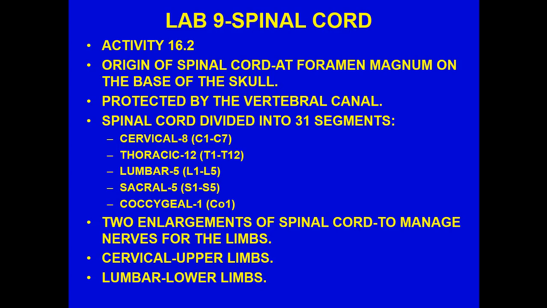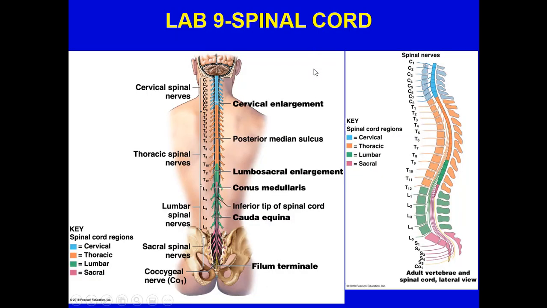There are 2 enlargements of the spinal cord. The reason we have these enlargements or thickenings is because it's got to manage the nerves from the limbs. So up in the cervical area, there'll be this sort of widening there, and that's for the nerves bringing information from the upper limbs. The lumbar has a thickening area there, and that is for handling the nervous input and output for the lower limbs. And you can see this right here. This is the cervical enlargement right here. Down here is the lumbosacral enlargement right around here.